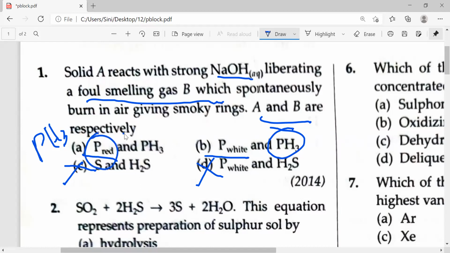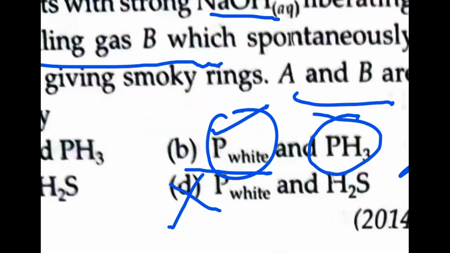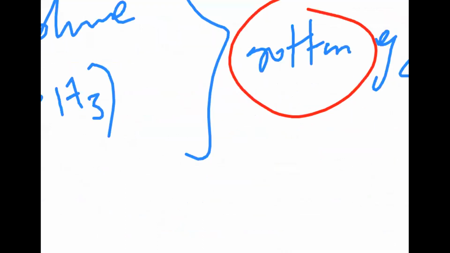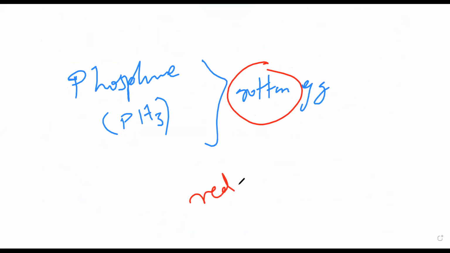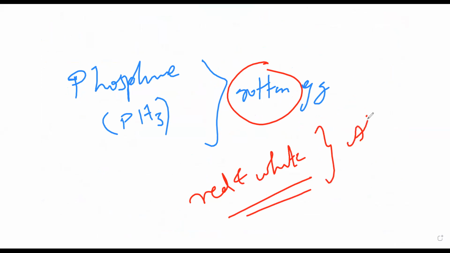But what is this P red and what is this P4? Can anyone tell me that actually? My question is very simple. We have something called P red and P white. I can say this is red phosphorus, this is white phosphorus. These are nothing but allotropes of phosphorus.